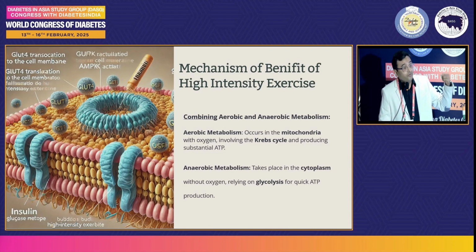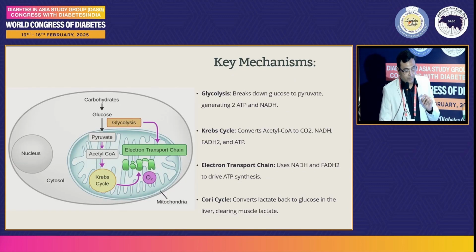So in the time of crisis, when you are unable to breathe and you still have to take an output from your muscles, you have to have glycolysis. For that only we have stored glycogen in the liver, and we have stored glycogen at muscles also.